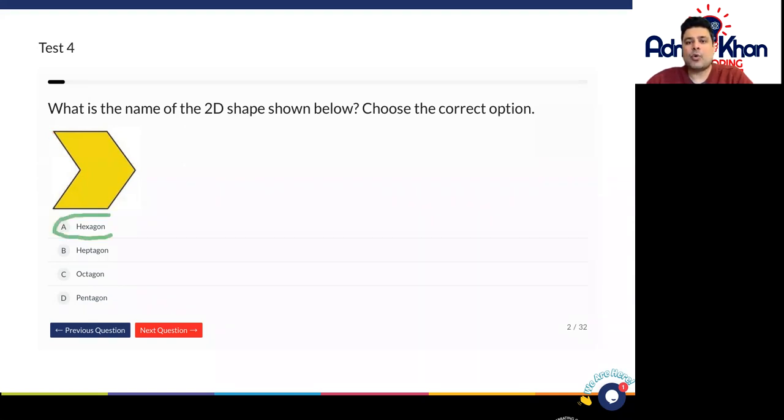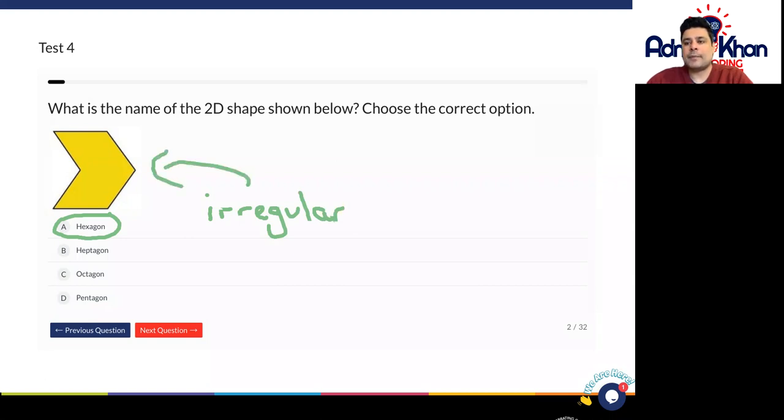A hexagon always has 6 sides, but you can see that this is not a normal hexagon. This is not a regular hexagon. This is what we call an irregular hexagon. Reason being because it doesn't look like our normal regular hexagon. So this is an irregular hexagon.